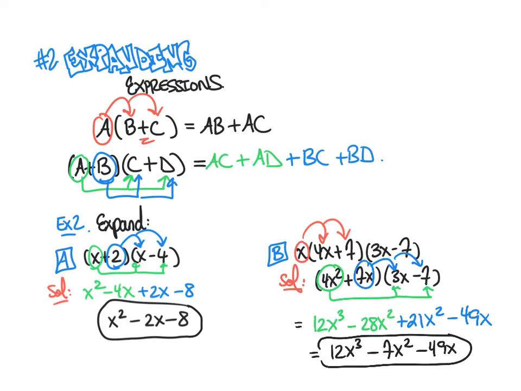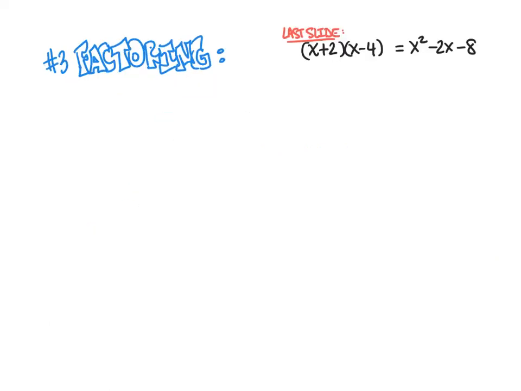So that's pretty straightforward. Basically, to get from this top step down to there, we use the distributive property. On the next slide, we're going to talk about factoring, and that's when we start here and work back up the ladder to get to the factored form. So factoring is the complete opposite of expanding, and it can be a little more challenging.